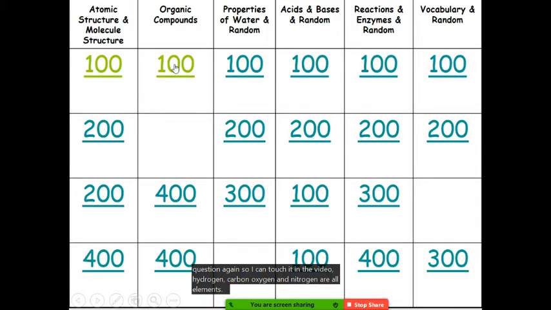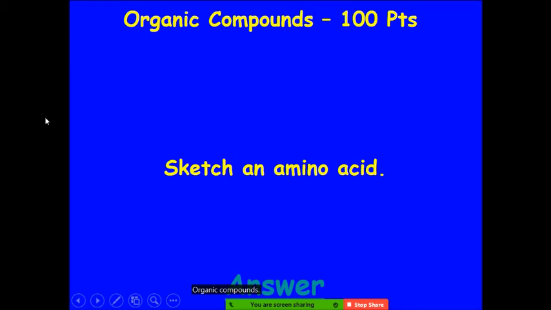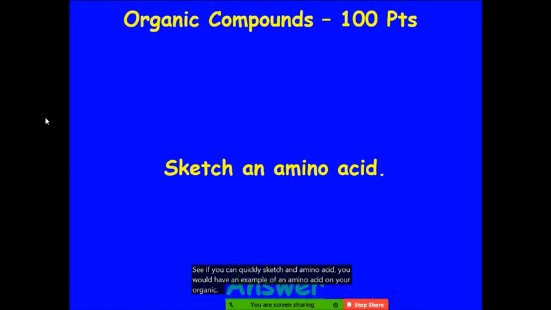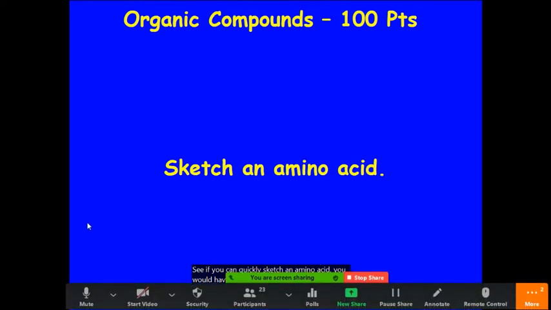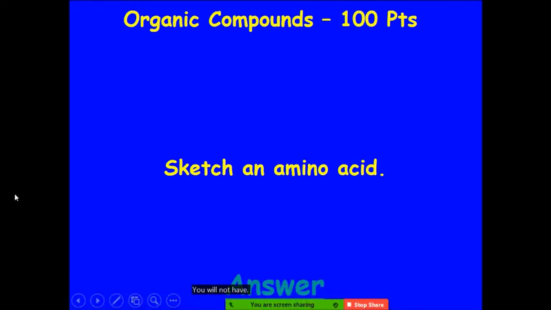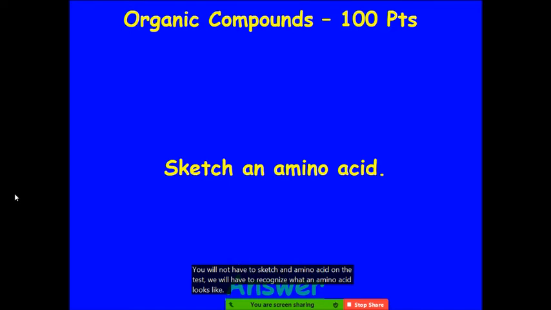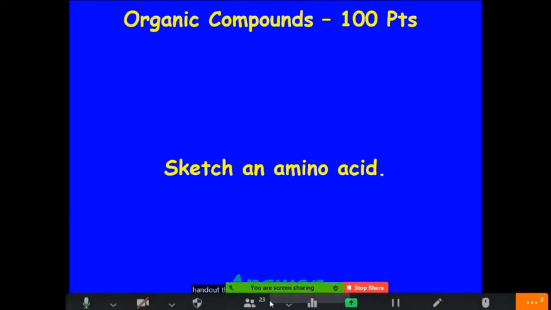All right, organic compounds. Sketch an amino acid. See if you can quickly sketch an amino acid. You would have an example of an amino acid on your organic molecule lab. You will not have to sketch an amino acid on the test. You will have to recognize what an amino acid looks like on the test. Hand up if you're ready.